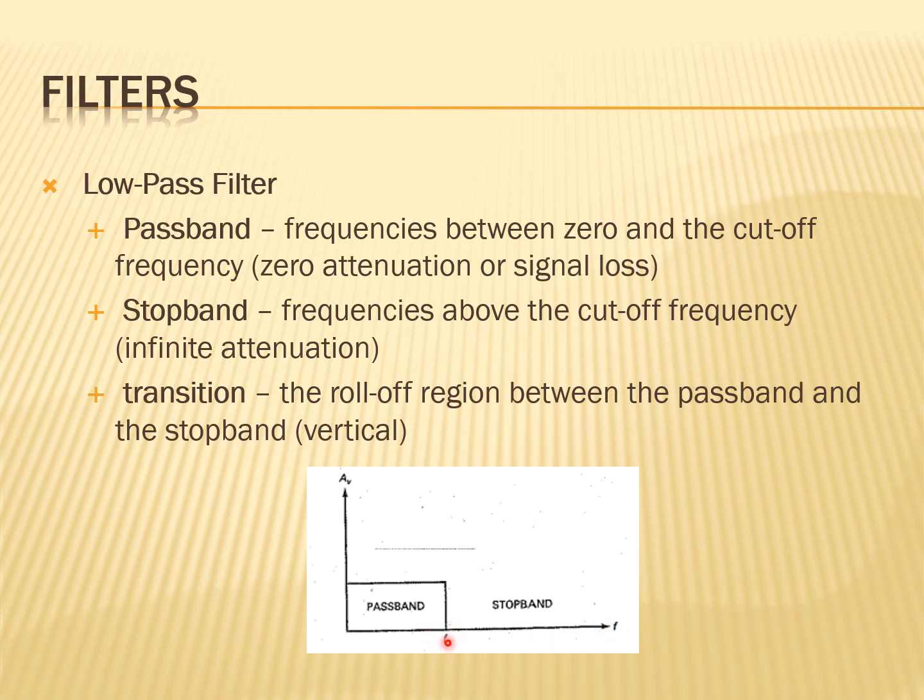In this case, we cannot see a gain here, we cannot see an output here. Therefore, when we say stop band for an ideal low-pass filter, its attenuation is infinite. Infinite attenuation means nothing is left of your input signal. All of your input signal is attenuated, so we cannot see any output at the stop band.